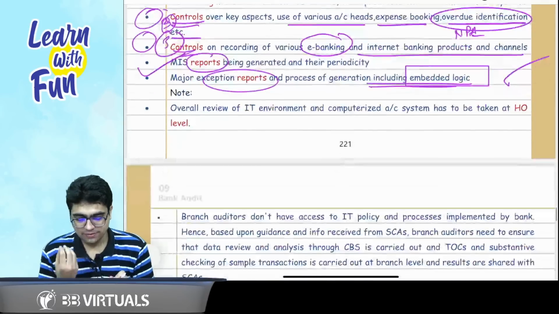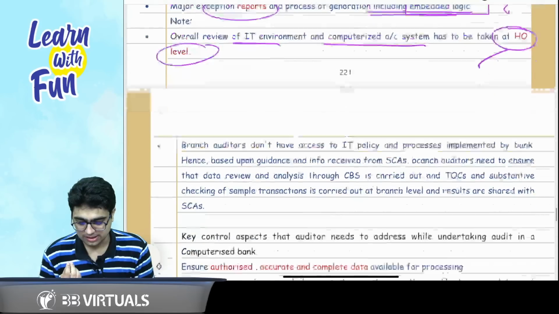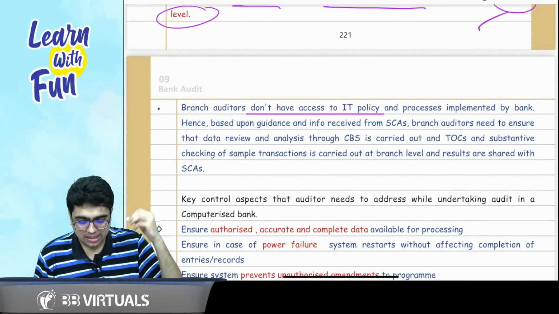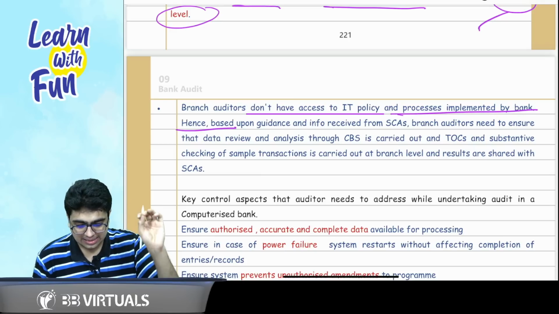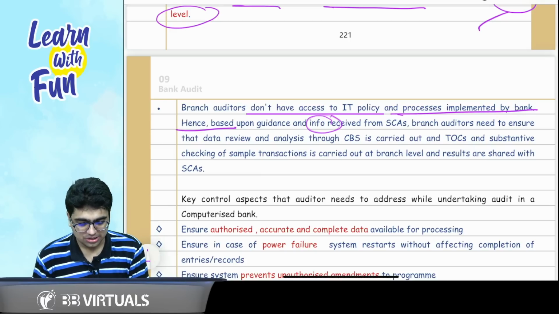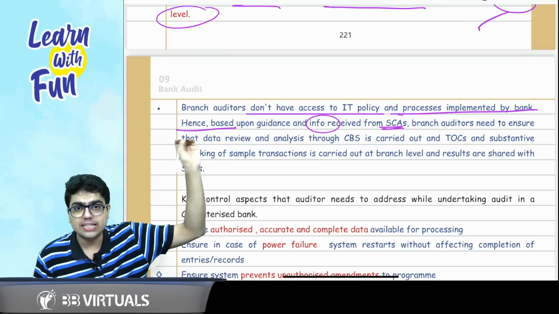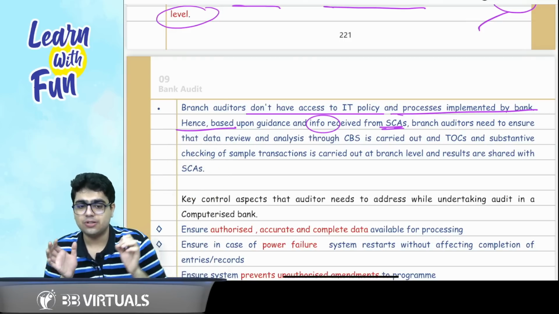Sir, at what level will the review of IT environment and computerized accounting system take place? At the head office level. Branch auditors generally don't have access to the IT policy, or to the processes implemented by the bank. Hence, they have to rely on the information received from the statutory central auditors, who will share the details with the branch auditor.